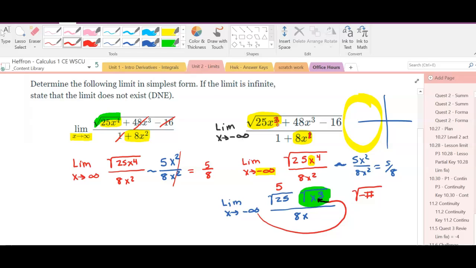So in this new problem that we made up, the limit would be does not exist because I cannot take the square root of a negative number. And so that means there's no function over here. This is not in the domain, and therefore I don't have a limit.